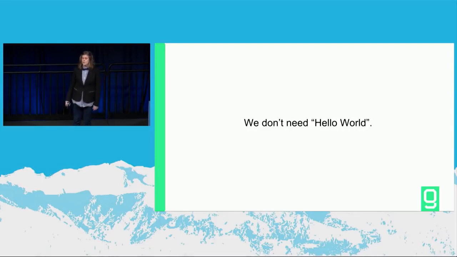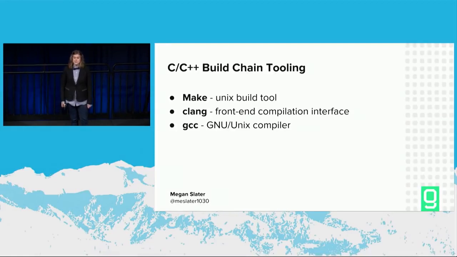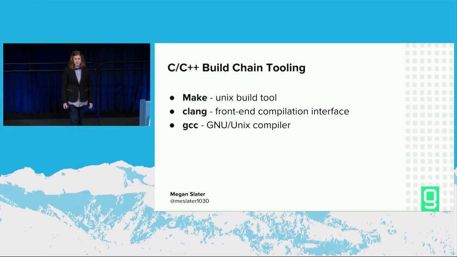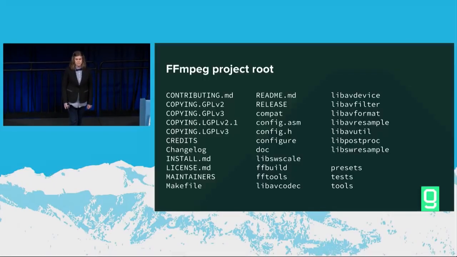First, we'll go over a couple of terms you may not be familiar with. Make is a Unix tool that acts as a task runner, just like gulp in the JS ecosystem. Clang is a front-end interface for compilation tools, and GCC is the GNU Unix compiler. These all work together to create executables for many C or C++ libraries, including FFmpeg.